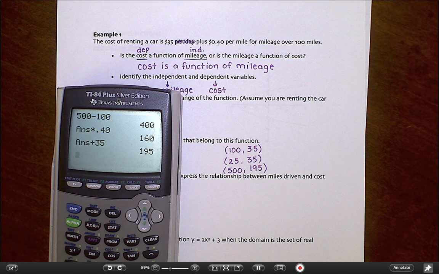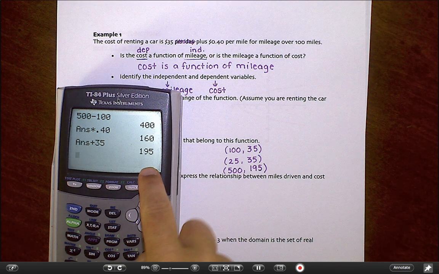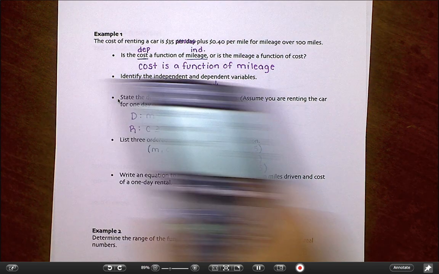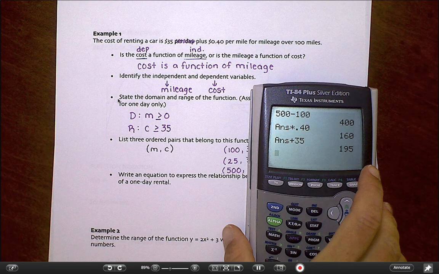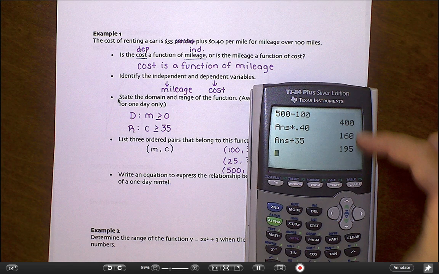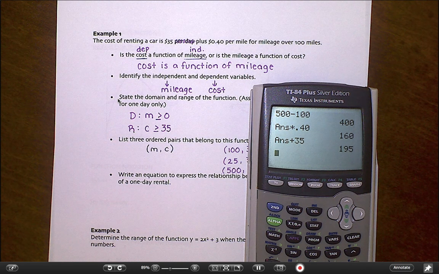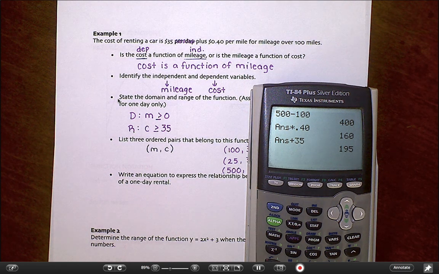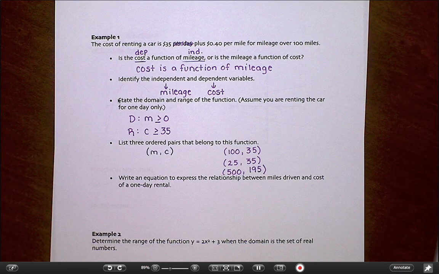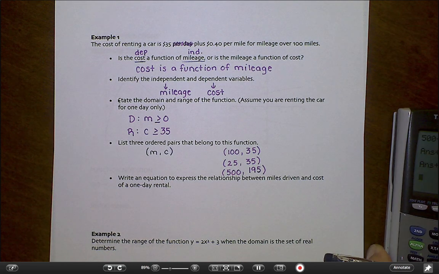Okay, so the next question is asking us to actually write an equation for this thing. And the reason I put all of this on my screen so I could refer back to it later is sometimes I think that's an easier way to go when you're trying to write an equation, is if you work through it with actual numbers first. So write an equation to express the relationship between miles driven and cost of a one-day rental.